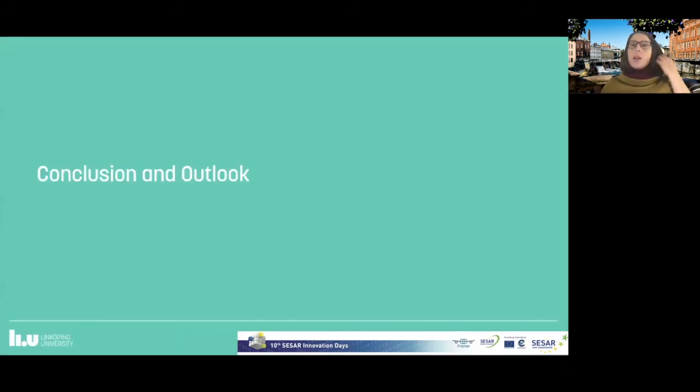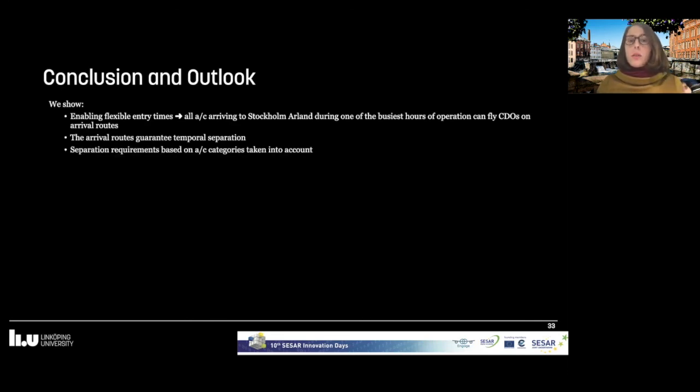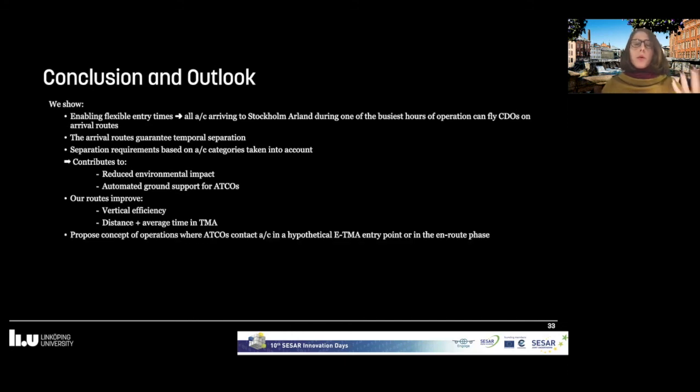So let's look at conclusion and outlook. We showed that enabling flexible arrival times allows us to schedule all flights with CDOs. We guarantee temporal separation, which is based on the aircraft categories. This contributes to reduced environmental impact and an automated ground support for controllers. Our routes improve the vertical efficiency and the distance and average time in TMA. And we also proposed a concept of operation that can support our framework.